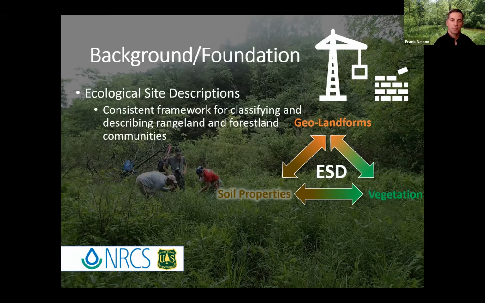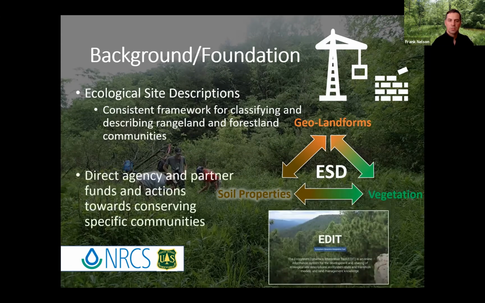NRCS and the Forest Service have developed this process as a framework for classifying and describing rangeland and forest communities. It's based upon geolandforms, vegetation, and soil properties, and how that forms this ecological site description. And so really, this is to help direct agency and partner funds and actions towards conserving specific communities, knowing what is the right landscape position or community that you're looking for, and what are the actions to manage or restore these.